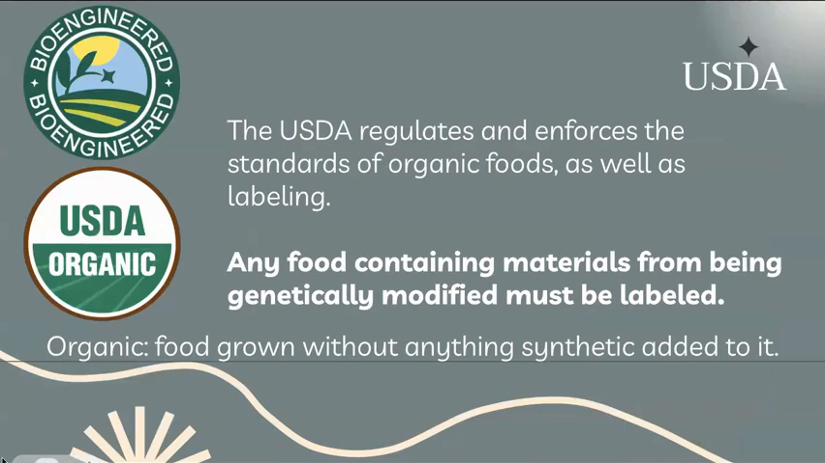So organic means food grown without any synthetic added to it. Synthetic is just a substance or a material made in the lab that is then put into a crop or something like that. In this case, it would be a crop, and that's how we genetically modify them. So it's just important to look at labels when deciding if you would prefer an organic food over a GMO food.